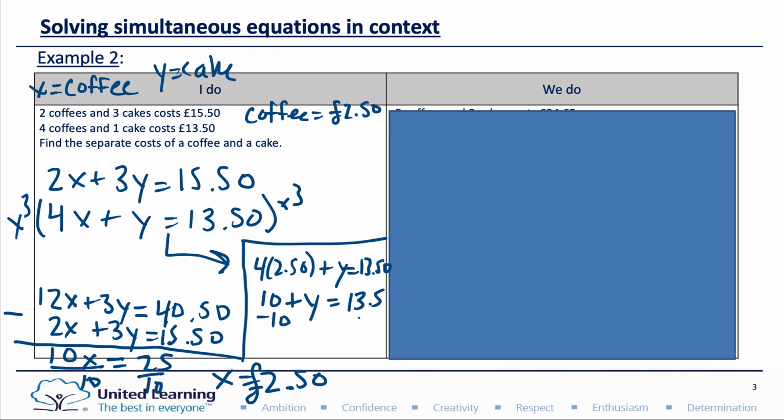Okay, take 10 away. We get y is 3.5, which means £3.50. So a cake is £3.50. We've done it. Go us.